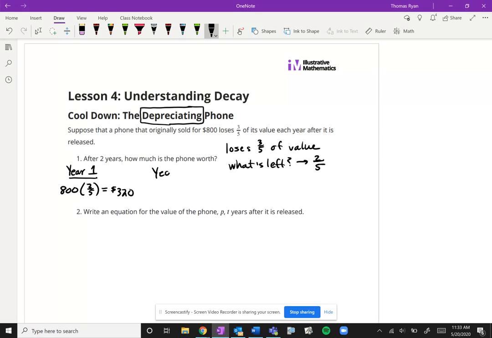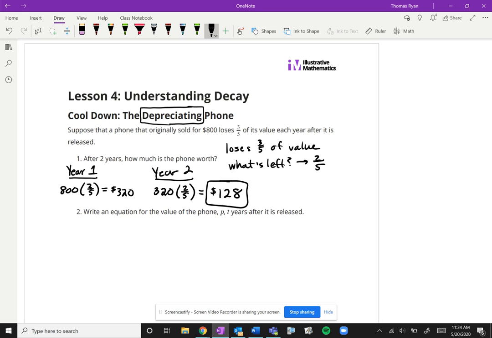Then in year 2, remember, it's going to lose whatever its value. So it's not worth $800 anymore. Unfortunately, it's worth a lot less. So it's only worth $320. Then what's left is only 2/5 of its value. So that ends up being 128. So after 2 years, the phone is now only worth $128.